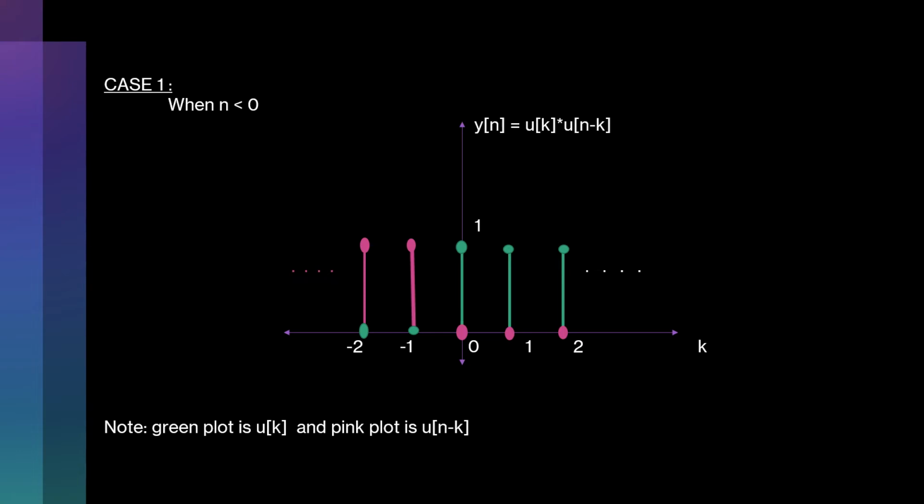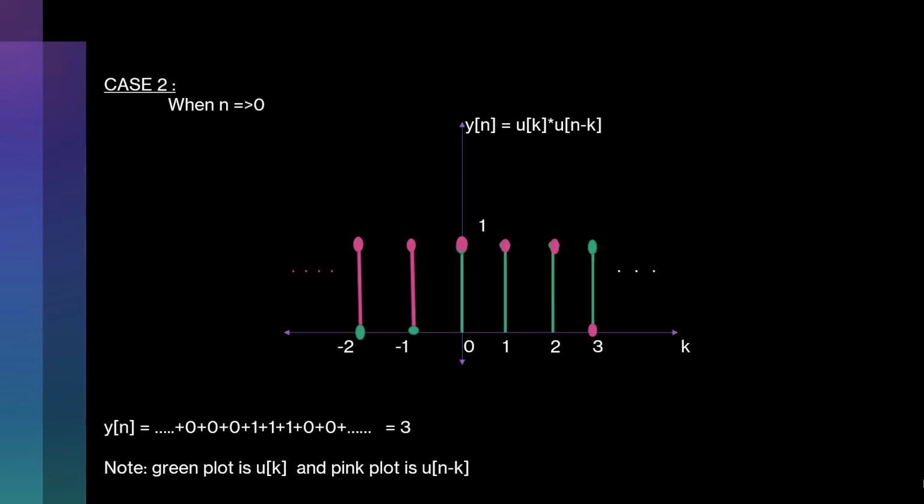For example, when k equals 0, the green plot has the value 1 but the pink plot is 0. So 1 multiplied by 0 equals 0. Similarly, for all values of k, we get 0 when n is less than 0. Therefore, the output y of n equals 0 when n is less than 0. Now we will consider the next possibility, when n is greater than or equal to 0.